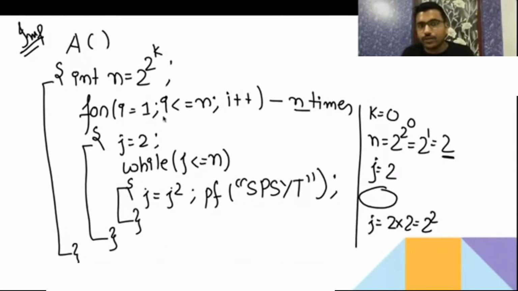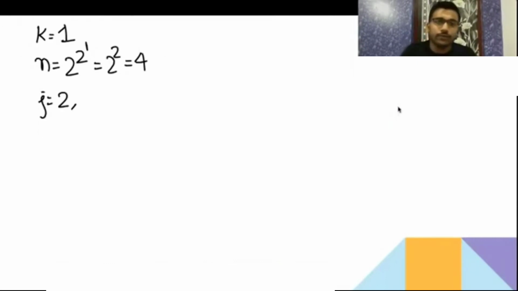The for loop, this loop is going to execute n times. Sir, initially is k equal to 0 or 1? Initially it was k equal to 0, Chandra. Now see, when k is equal to 1, 2 to the 2 is 4. Okay, it is 4. Now try for j.